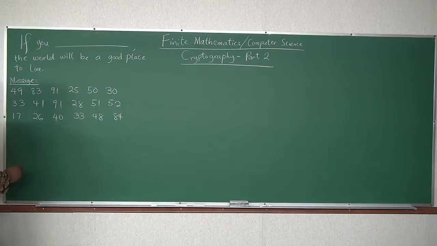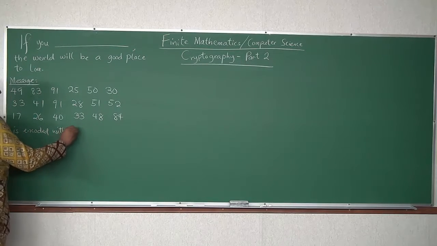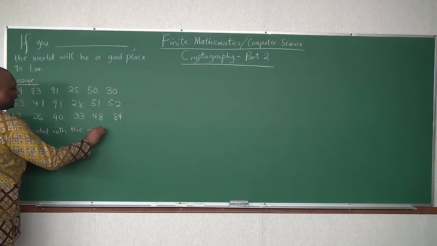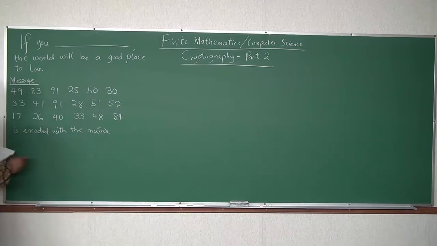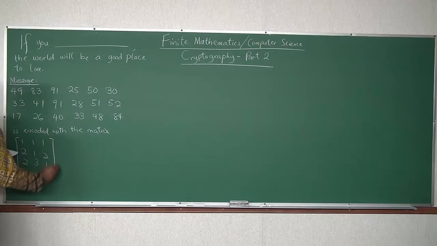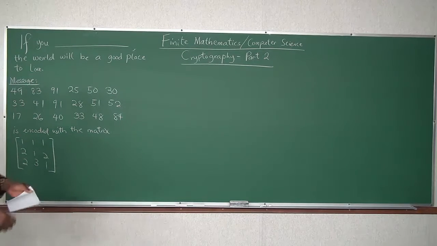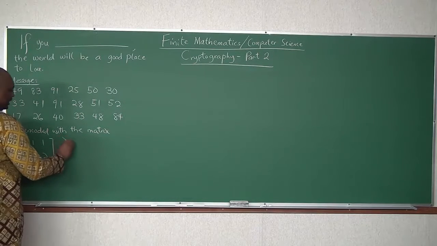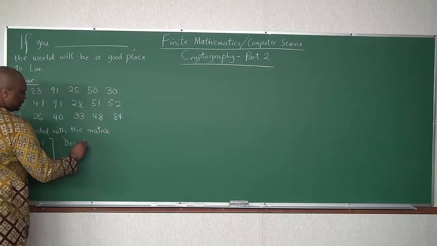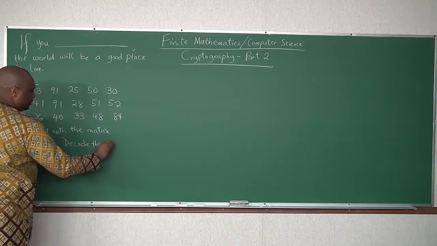And this message is encoded with the matrix. We have a 3x3 matrix here: 1, 2, 2, 1, 1, 3, 1, 2, 1. I'm doing it by column. So the question is, decode the message.